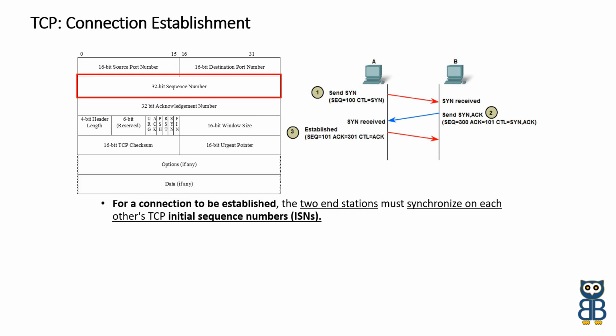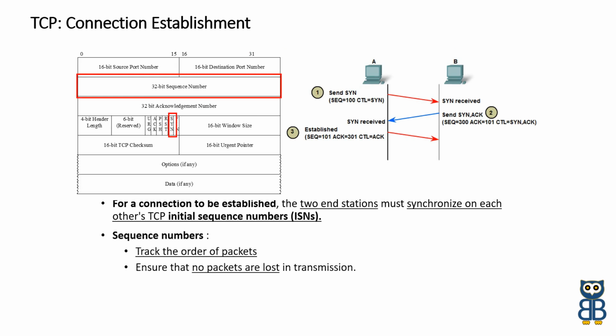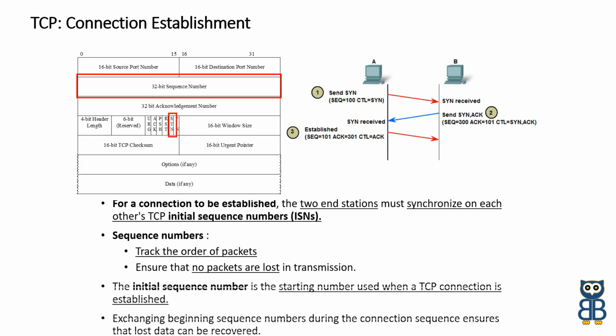You will see the SYN and ACK bits in the code bits field of the TCP header, which are used to perform the three-way handshake. For a connection to be established, the two end stations must synchronize on each other's TCP initial sequence numbers. The sequence number is the tracking order of the data, and it ensures that no data is lost in transmission. The initial sequence number is the starting number used when a TCP connection is established.